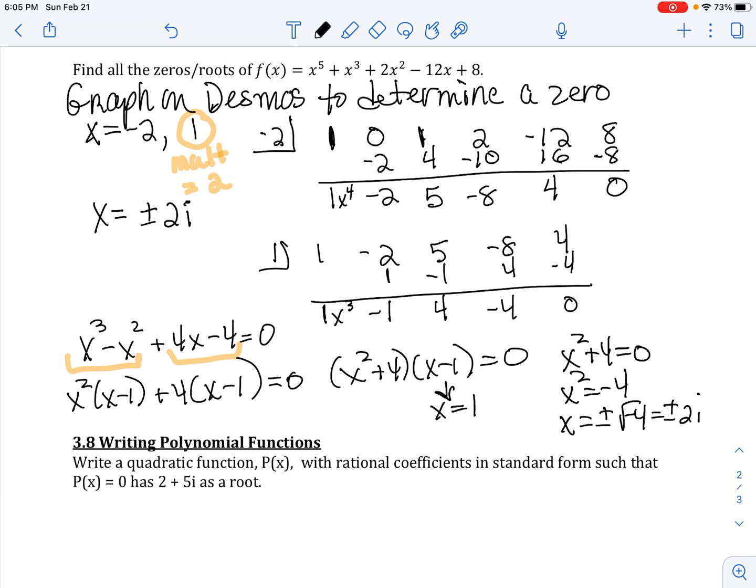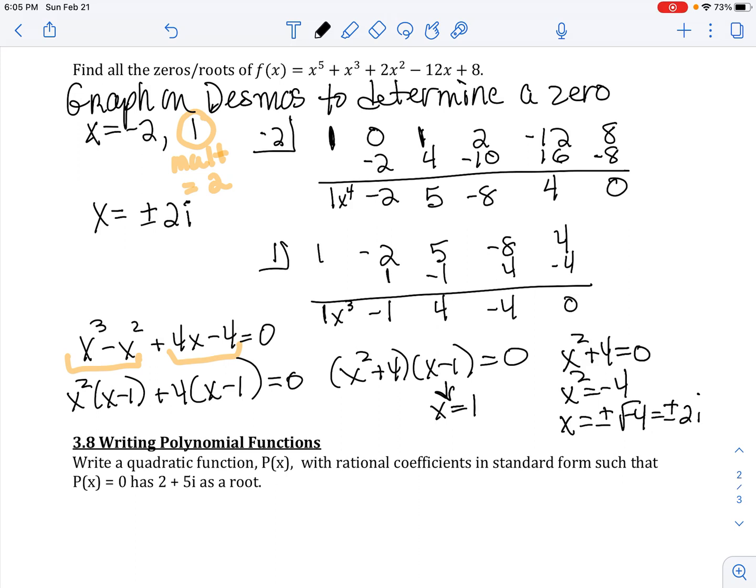So there's a 0 at -2. There's a 0 at 1 with a multiplicity of 2. That means 3 zeros. And then 2 more that are non-real. There's 5, and the degree of this polynomial is 5.